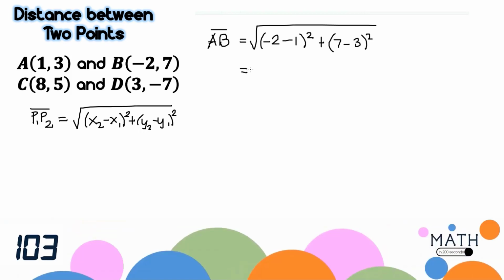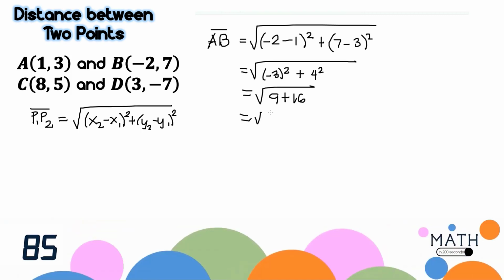This means that you have this result here. You have negative 3, and then you square that, plus you have here 7 minus 3, and you square that. You have here the square root of 9 plus 16. You will have the square root of 25. In short, the distance between points A and B is given as the square root of 25, which is positive 5 units.